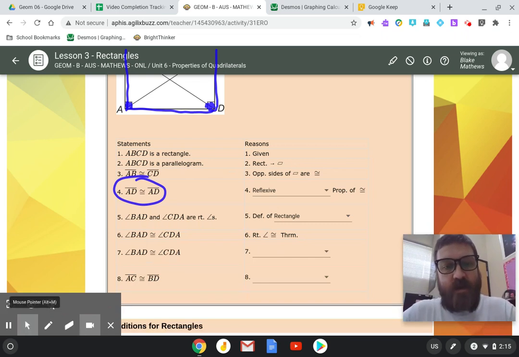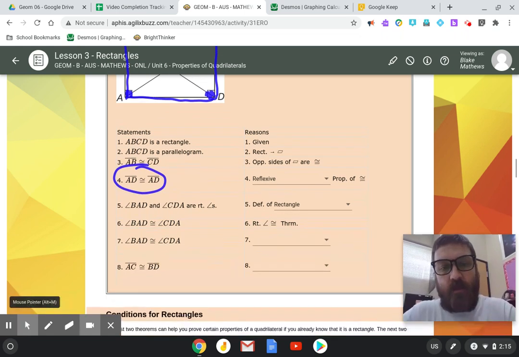Then it says BAD is congruent to CDA. Well, those are the two we just talked about. And since they're right angles, they are congruent. That's what number 6 says, the right angle congruence theorem. Then it says the same thing again.